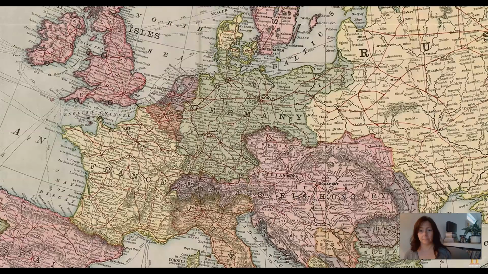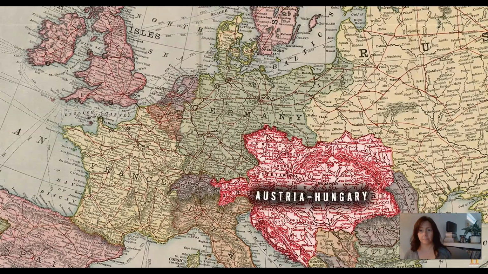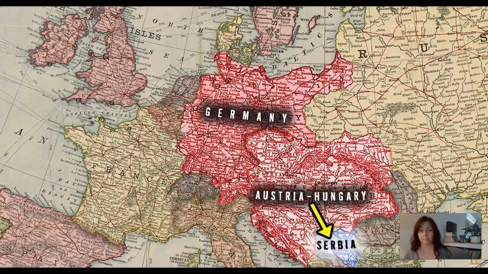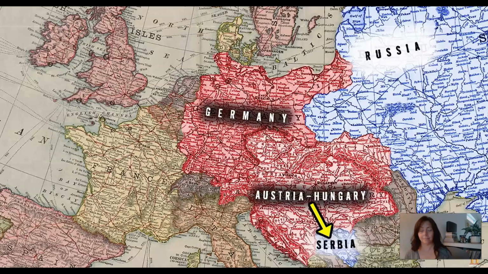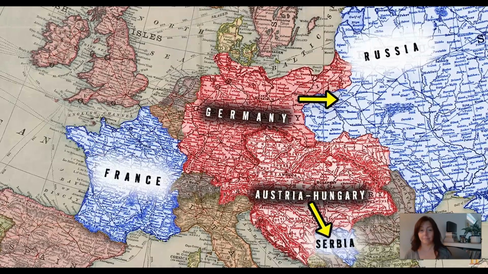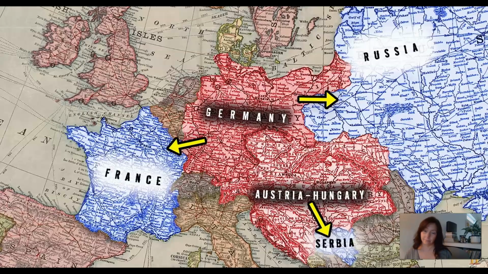In response to the assassination of the heir to its crown, Austria-Hungary seeks support from Germany. Germany agrees, and Austria-Hungary declares war on Serbia. Russia, Serbia's ally, mobilizes its forces, and as a result, Germany declares war on Russia. Russia's ally, France, then mobilizes its forces, which causes Germany to declare war on France.